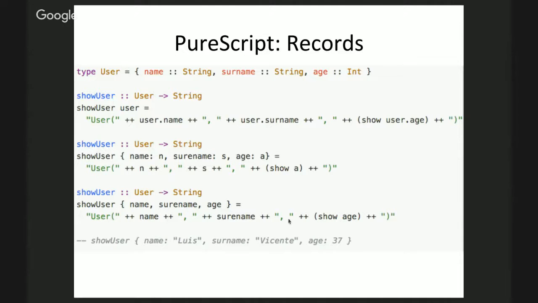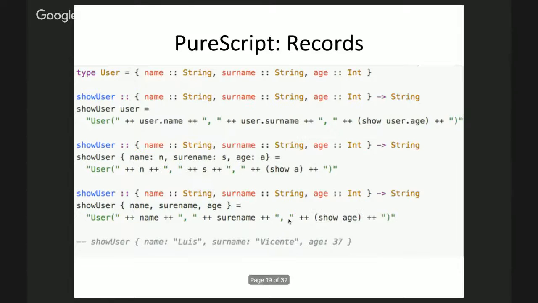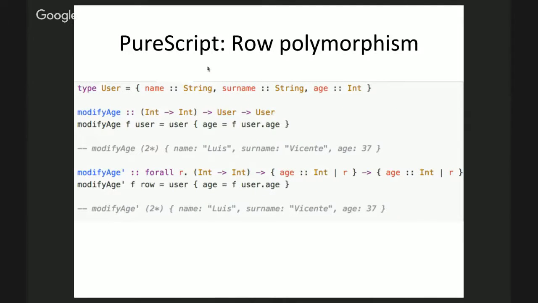But I said I'm using a type alias. This is how it really looks like. So PureScript accepts anything that has a name property of type string, any property called surname of type string, and any property called age of type Int, because PureScript uses static duck typing. So anything that meets this contract will be accepted as a parameter of the function, because we are using a type alias. PureScript pushes this further forward, and it has something called row polymorphism.